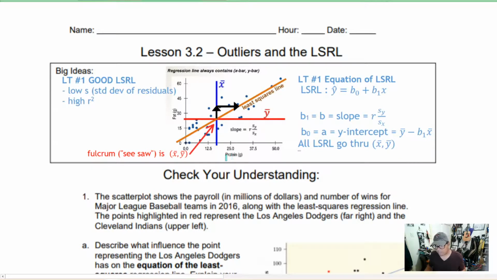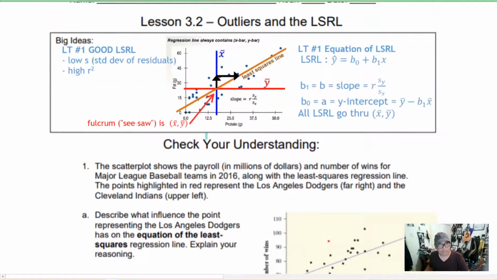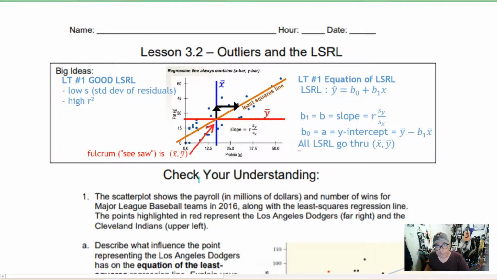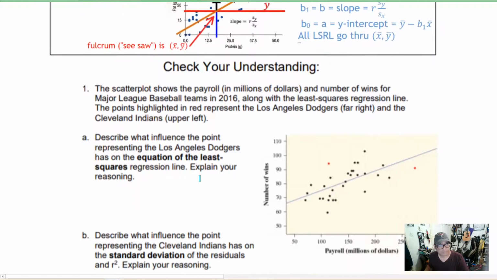Now those are pretty big concepts. Hopefully we understand how to get them, and we will actually practice, especially this learning target 1, the equation of the least squares regression line. So check your understanding. We have a scatter plot showing the payroll in millions of dollars and the number of wins for Major League Baseball teams in 2016. The point highlighted in red represents the Dodgers on the far right and the Cleveland Indians on the upper left. So describe what influence the LA Dodgers has on the least squares regression line.